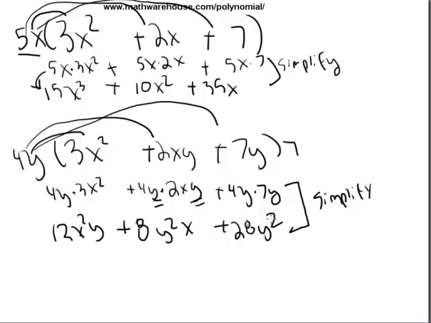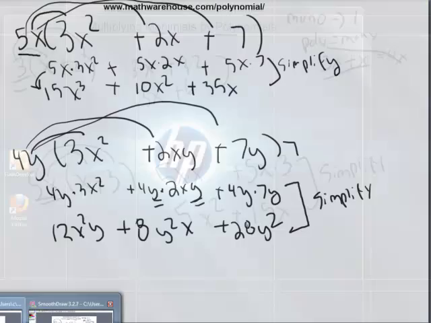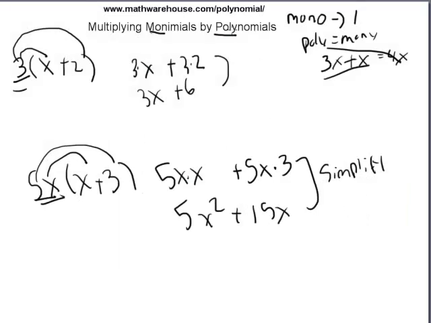Alright, that's it for multiplying monomials by polynomials. It's pretty straightforward. It's really just a distributive property, and at the end, just double check to make sure you've simplified everything.